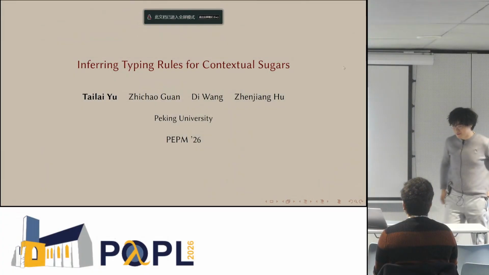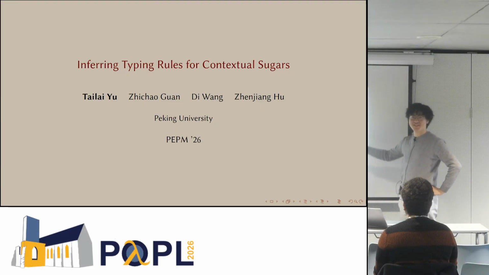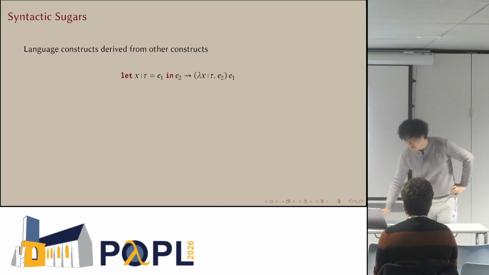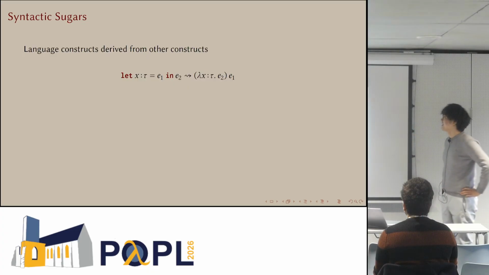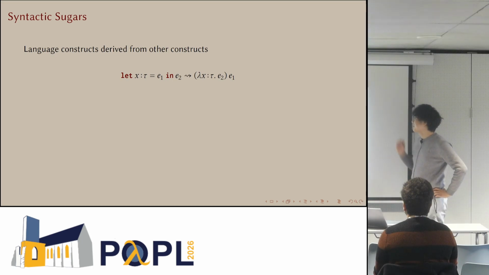So, bonjour everybody. I am Tailai Yu from Peking University, China, and the topic of my talk is inferring typing rules for contextual sugars. So, talking about sugars, I mean syntactic sugars. They are language constructs derived from other constructs. The textbook example would be the let binding, which the term desugars to an application of a lambda abstraction.